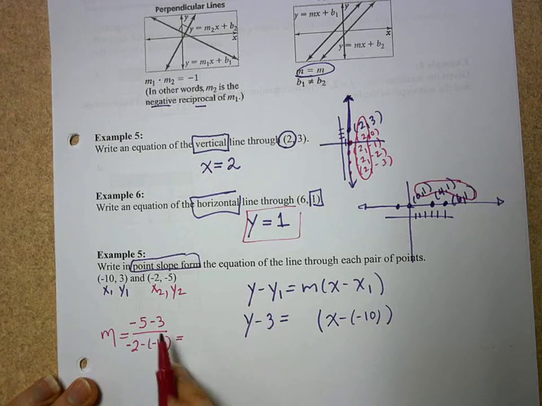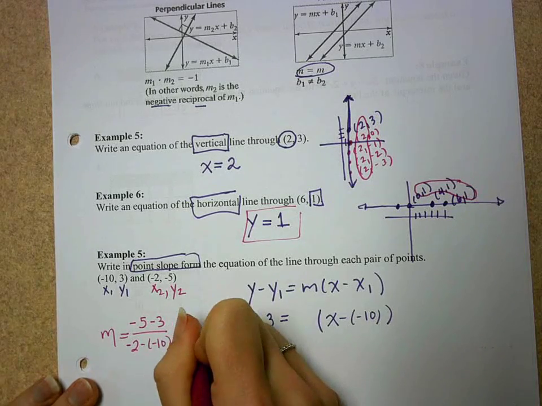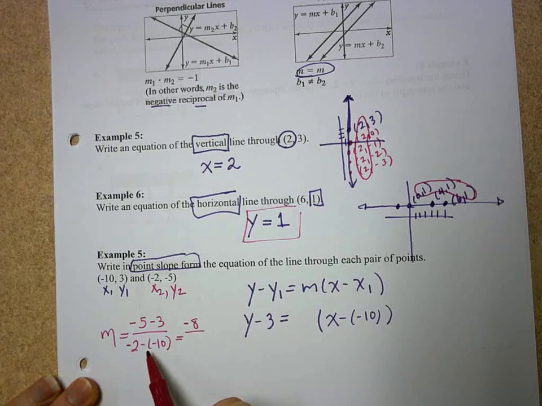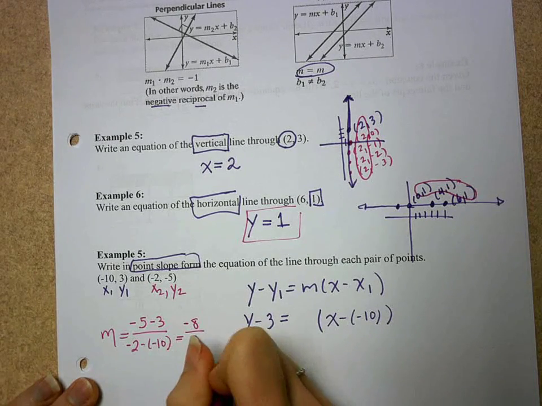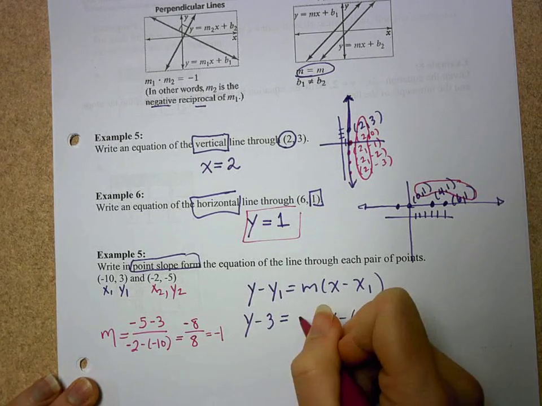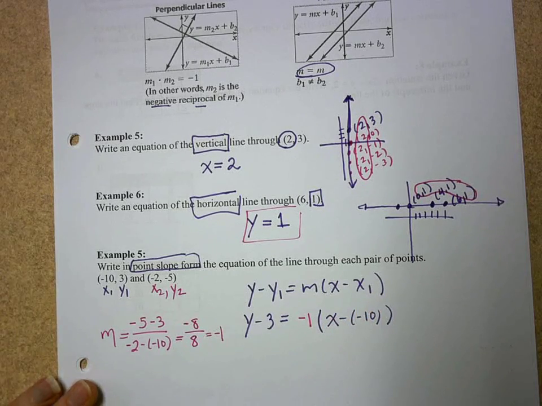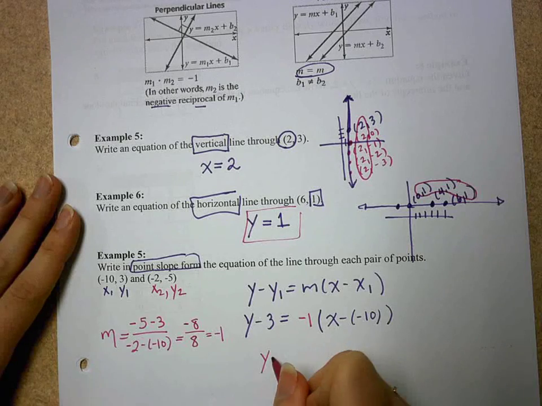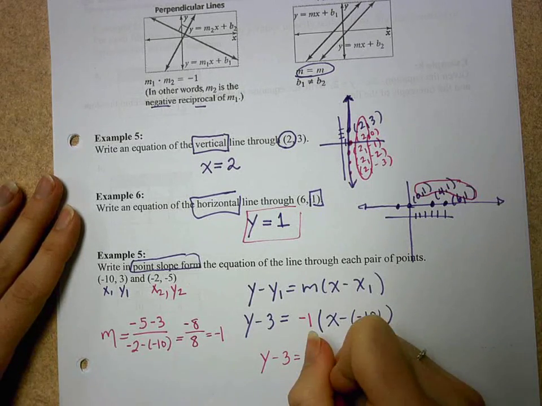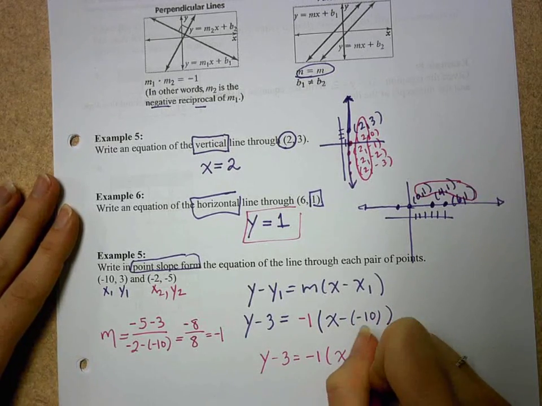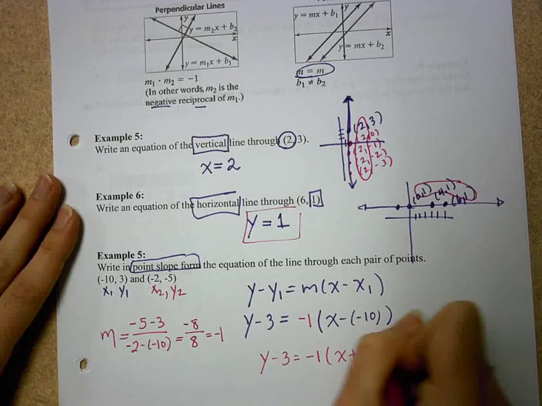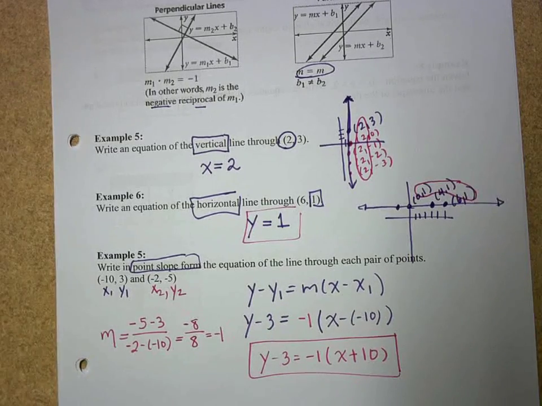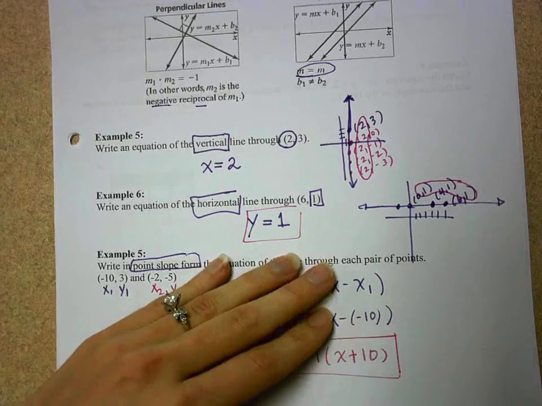10. Negative 5 minus 3 is negative 8. Negative 2 plus 10 is 8. So that slope simplifies to a negative 1. And that's it. But we can simplify here. We have a minus a negative. So we would just simplify that and call this y minus 3 equals negative 1 times parentheses x plus 10. All right, flip it over.